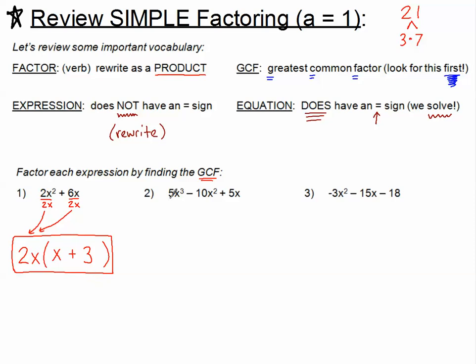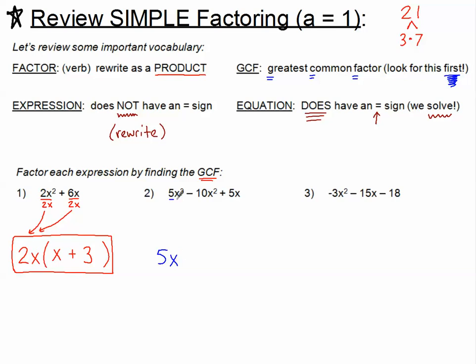Looking at number 2, I see my numbers, and the first thing that pops out to me is that they are all divisible by 5. I'm going to pull out a 5. I see 3 factors of x, I see 2 factors of x, I see 1 factor of x. The most then that are in common is this 1 factor of x. It has to be common to all of them.